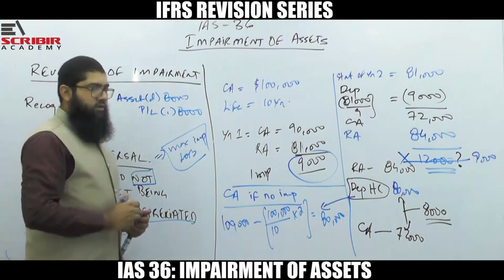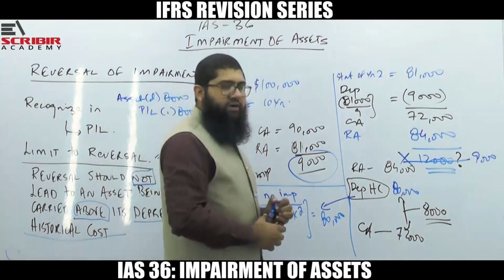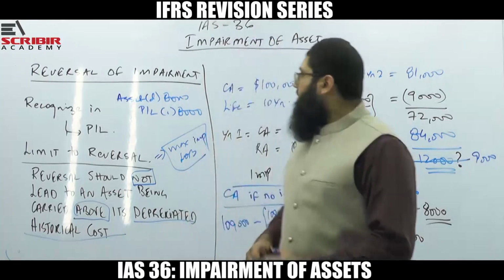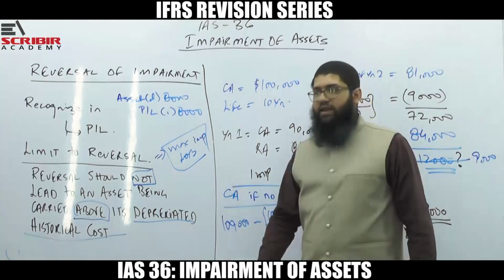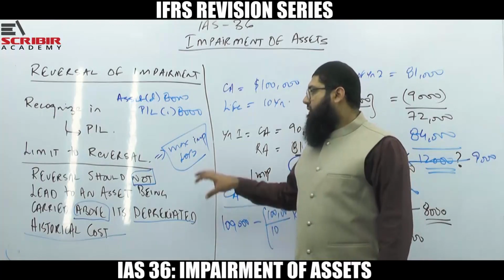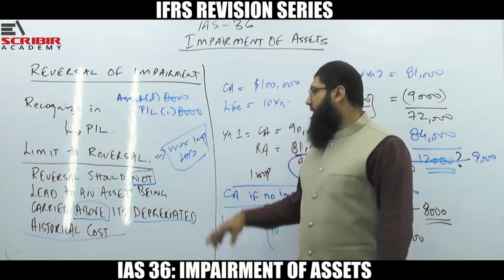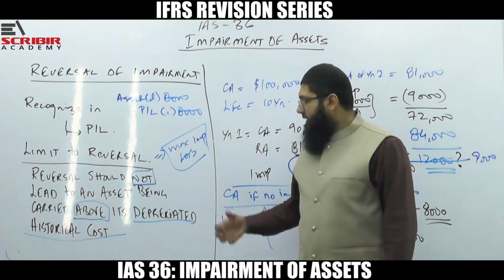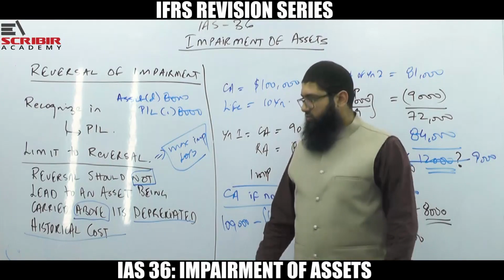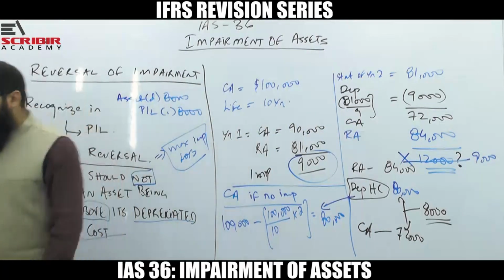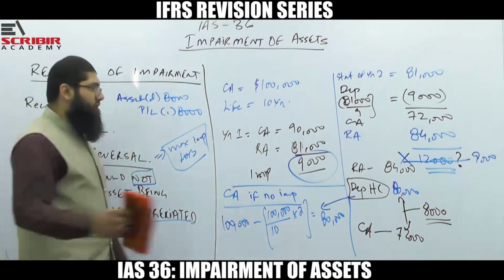So I repeat it again. What did I say? I said that whenever you have to recognize the reversal of impairment loss, the reversal of impairment loss has to be recognized in the P&L. Is there a limit? Yes. The limit is that the reversal should not lead to an asset being carried above its depreciated historical cost.